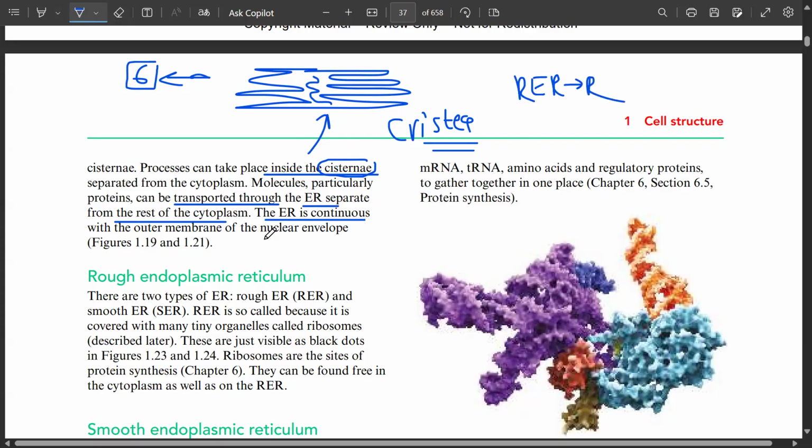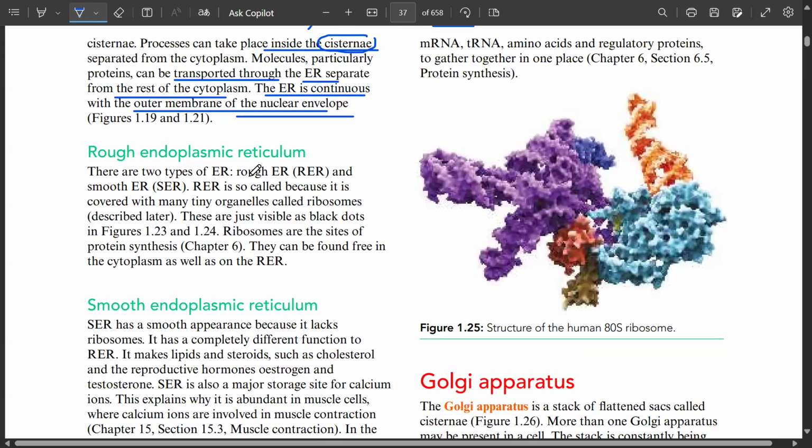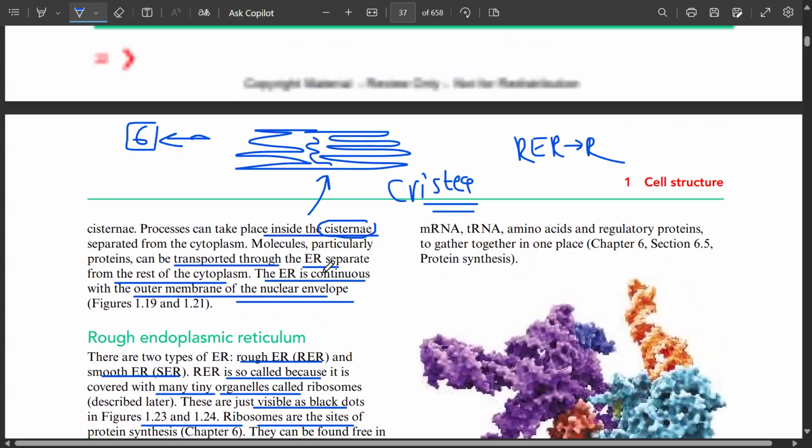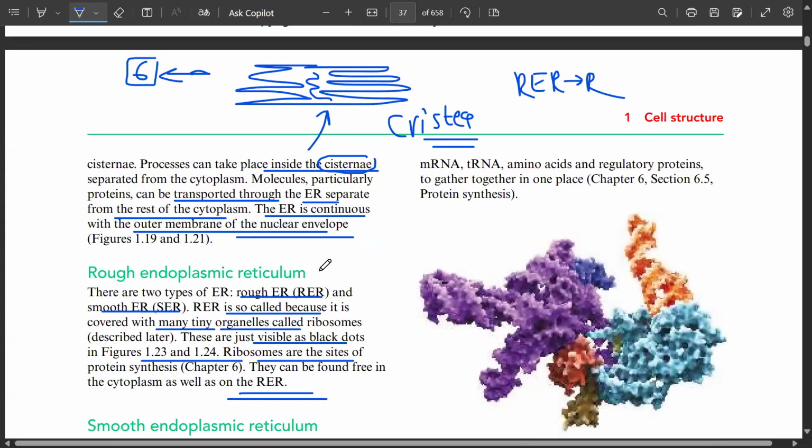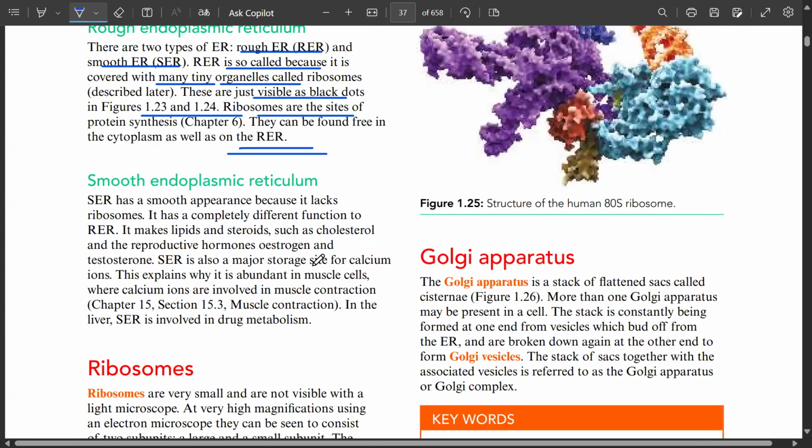The ER is continuous with the outer membrane of the nuclear envelope, and there are two types of ER, rough ER and smooth ER. RER is called rough because it is covered with many tiny organelles called ribosomes, and they are just visible as black dots in figure 1.23 and 2.4. Ribosomes are the sites for protein synthesis, and they can also be found free in the cytoplasm. Some of them are on the RER, and some are swimming around the cytoplasm freely.